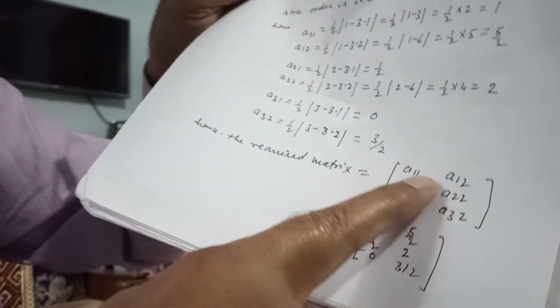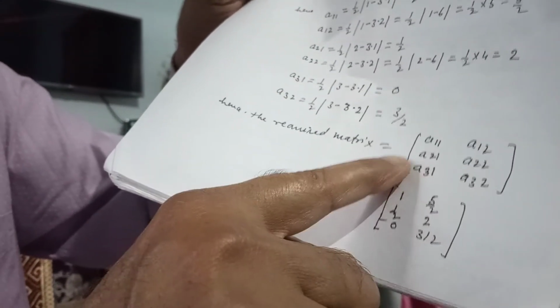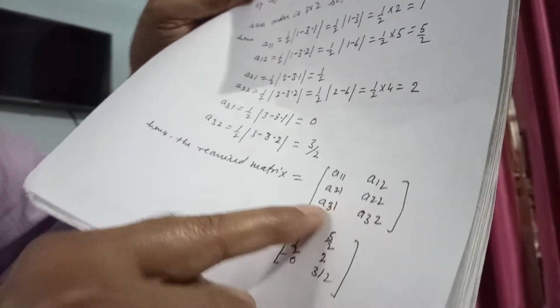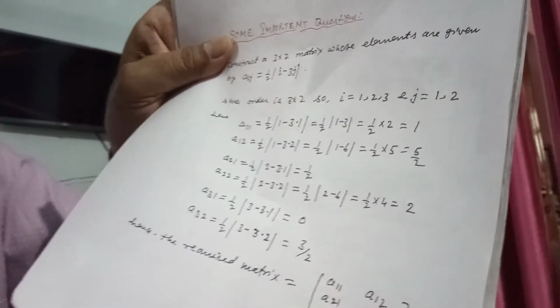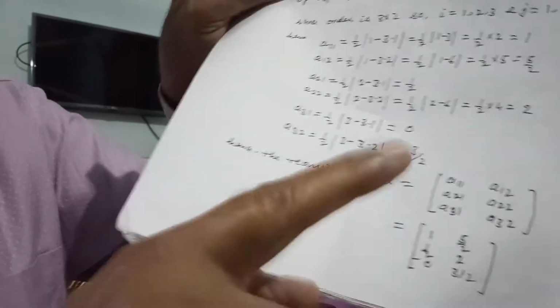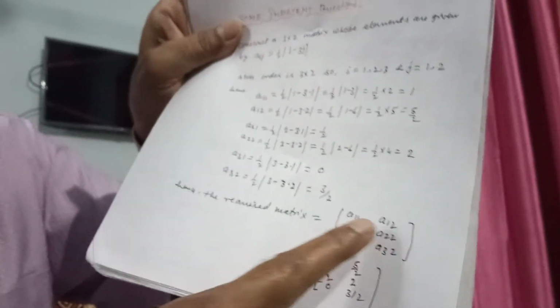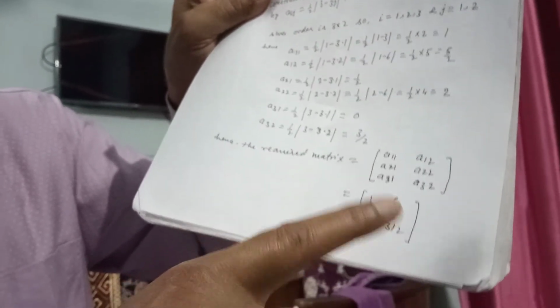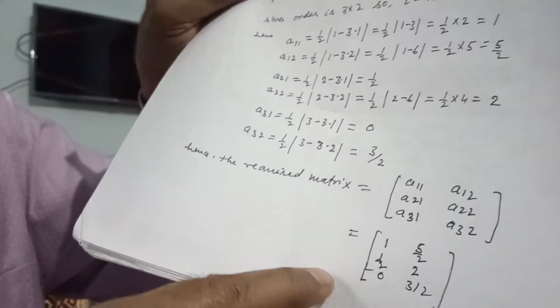Their elements will be in the form of A11, A12, A21, A22, A31, A32, because the order of this matrix is 3 cross 2. So we write 3 cross 2, meaning 3 rows and 2 columns only, and then put these values in as A11, A12, A21, A22, A31 and A32. So this is the example for this matrix.